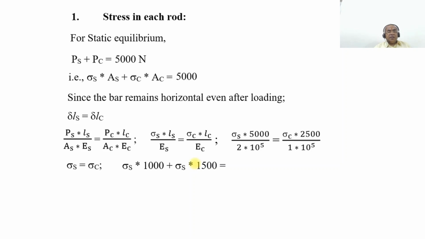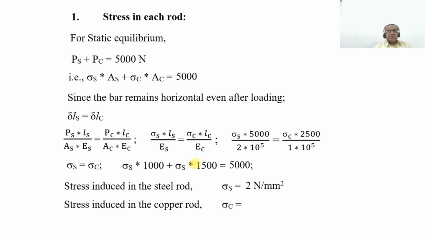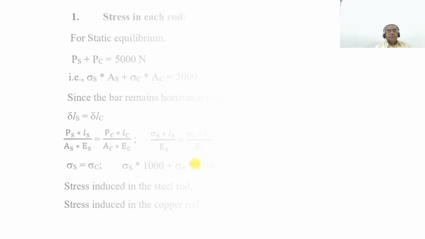So sigma S into area of steel, 1000, plus sigma C, which is nothing but sigma S, into AC, 1500, will be equal to 5000. So the stress induced in the steel rod will be, on simplification, 2 Newton per mm square. What is the stress induced in the copper rod? Sigma C will be equal to sigma S, so that is also equal to 2 Newton per mm square.